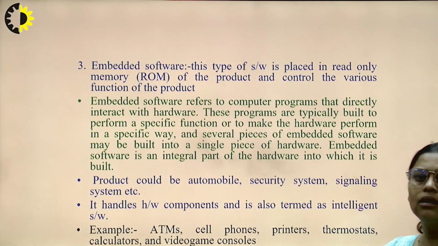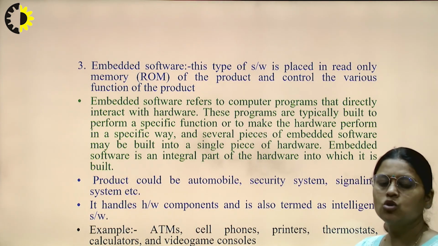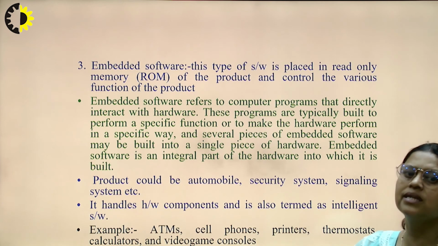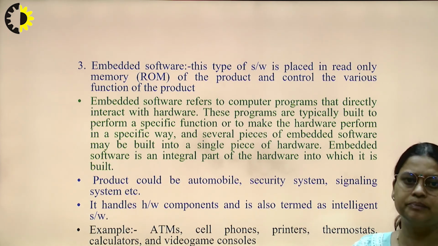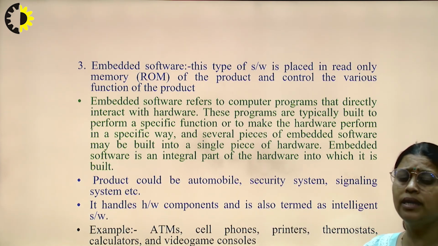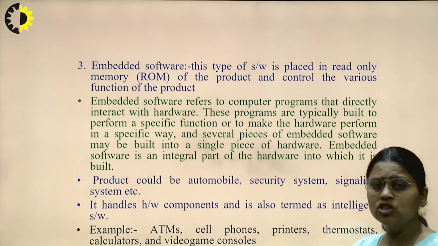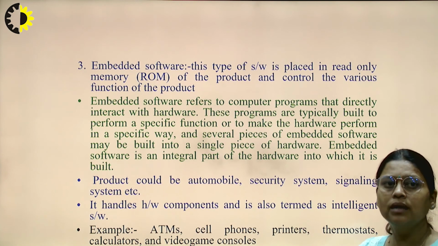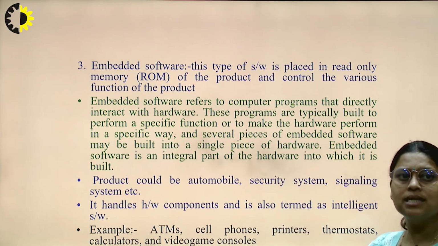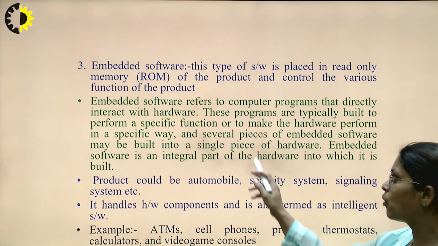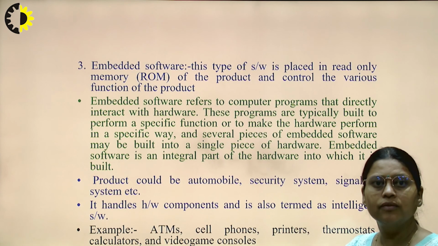Now, the third type of software is embedded software. As the name suggests, such software is embedded with some hardware. It does not work individually. We have to embed it with some hardware, so such software is called embedded software. This type of software is placed in the read-only memory of the product and controls the various functions of the product.